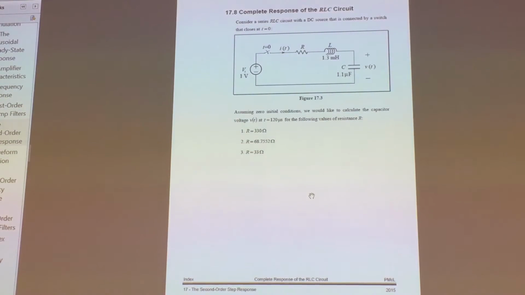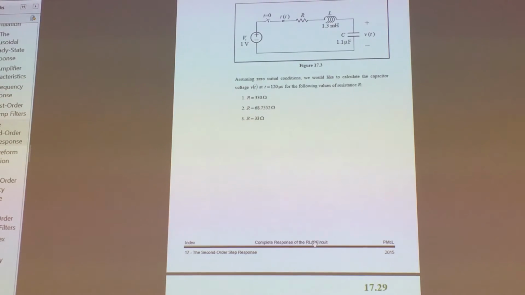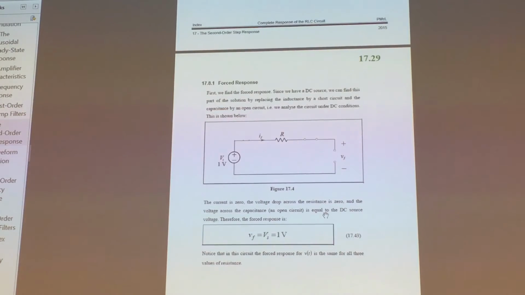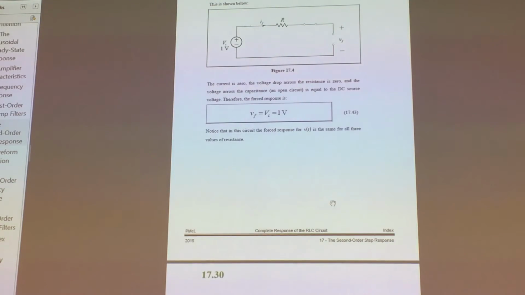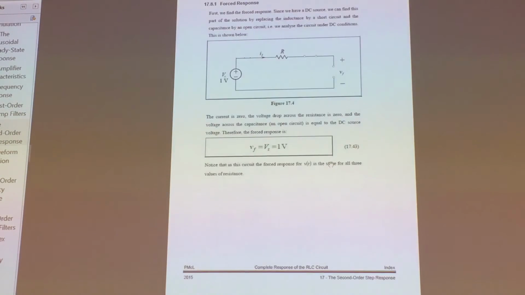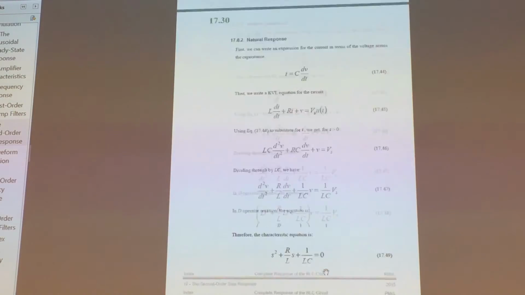We can do some interesting things with this kind of sources. So finding the force response shouldn't be difficult, because it's either DC or it's sinusoidal. So we know how to do it, and then we combine these two, the force and the natural, and you get the total response. So, as I already mentioned here, you look at the force first, you find it, and then you do the natural.